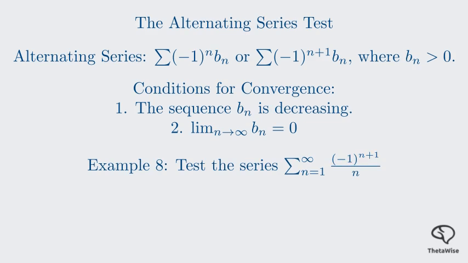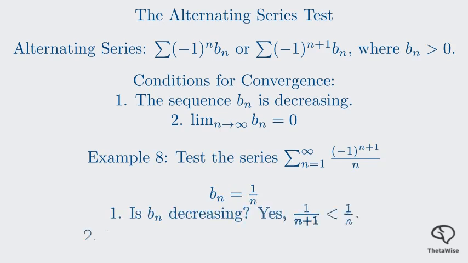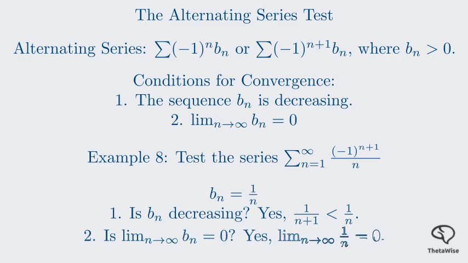Let's check the two conditions. First, is b sub n decreasing? Yes, because 1 over n plus 1 is less than 1 over n. Second, is the limit of b sub n 0? Yes, the limit of 1 over n, as n approaches infinity, is 0. Since both conditions are satisfied, the alternating series test tells us that the series converges.